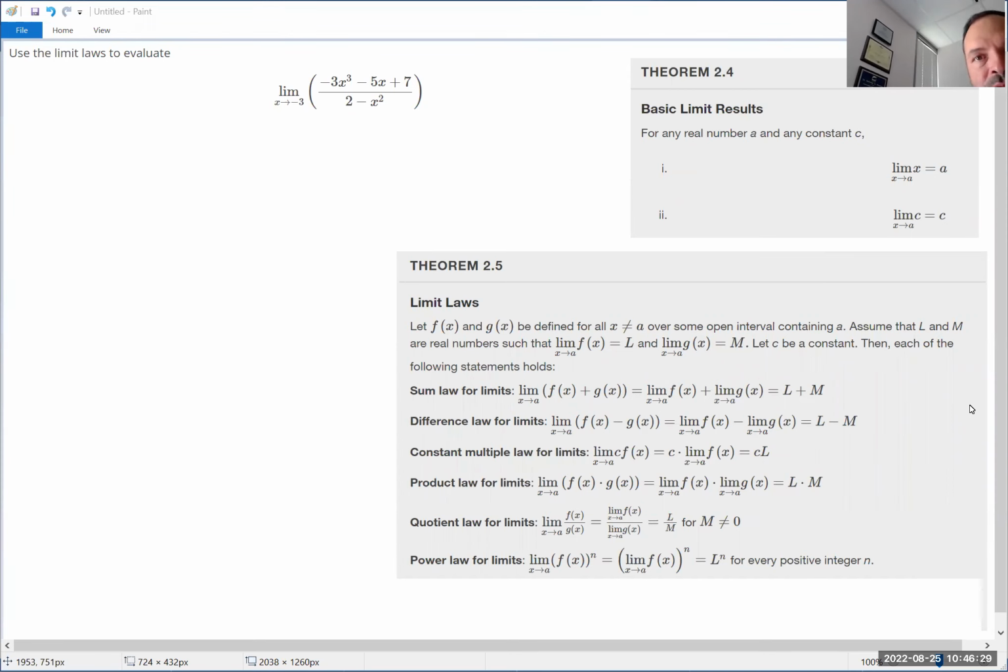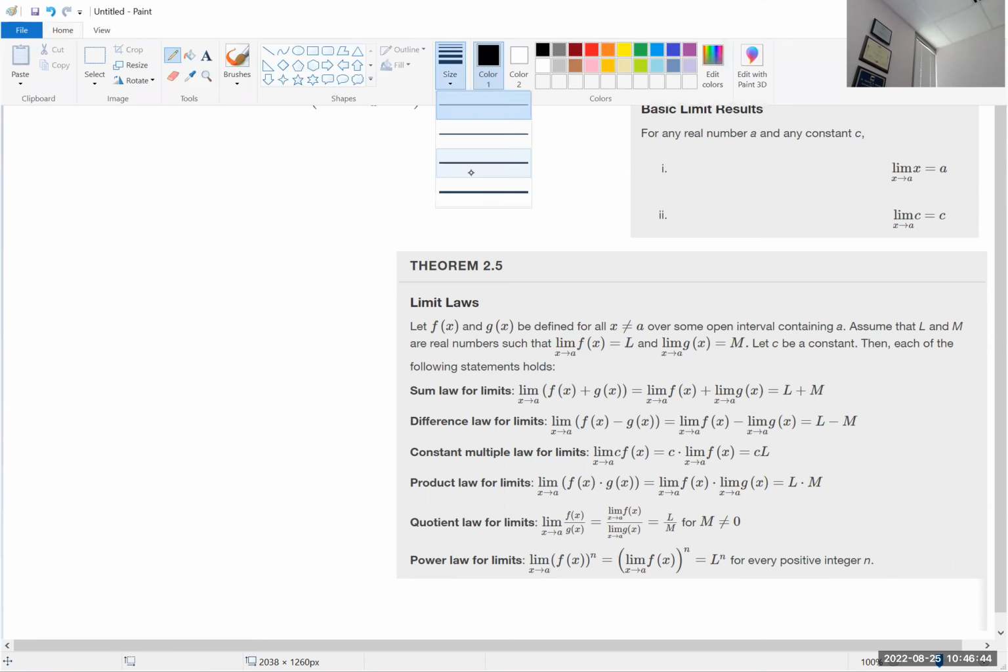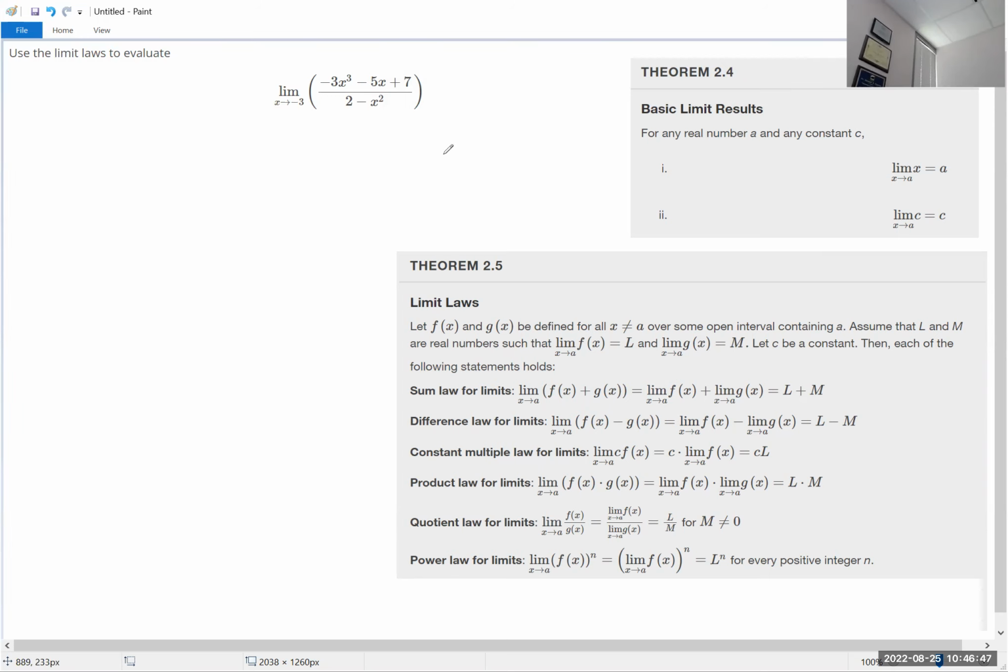Okay, with this problem, we're gonna have to use quite a bit of these theorems or laws. So we're gonna go ahead and start by copying down the problem, and breaking that down. So I think the very first thing we're gonna do is use the quotient law for limits, because that's going to allow us to break it into numerator and denominator. So let's do that first.